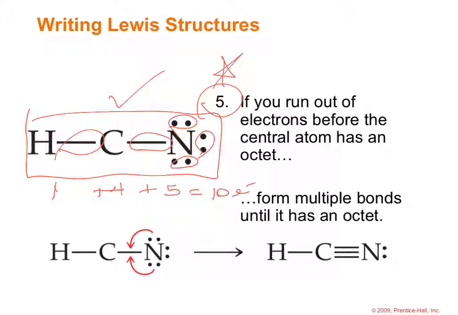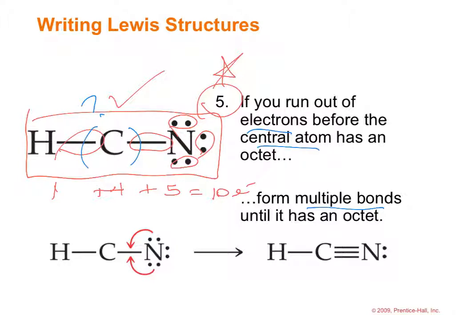I'm hoping that you can look at it and see right away. No, it's not. Carbon does not have an octet. It's not stable. So step 5 is really important. You will see this situation a lot. If you run out of electrons before the central atom has an octet, as we have done here, you begin to form multiple bonds. So that means double bonds and or triple bonds with the central atom until it has an octet of electrons.